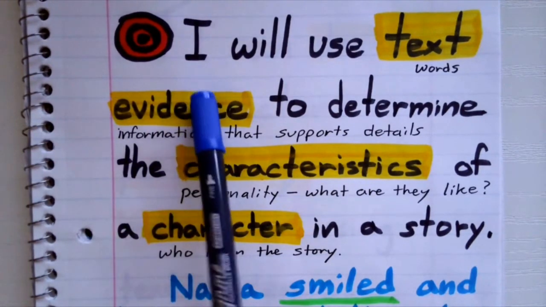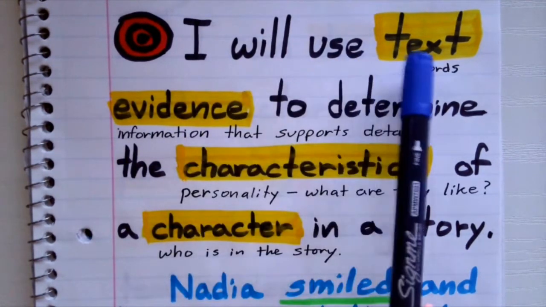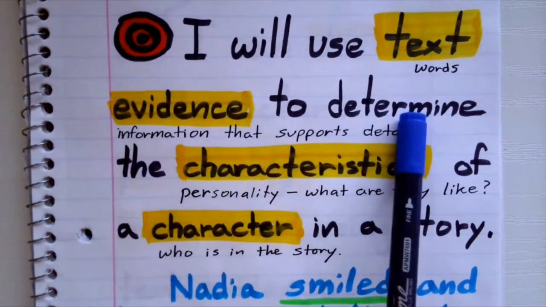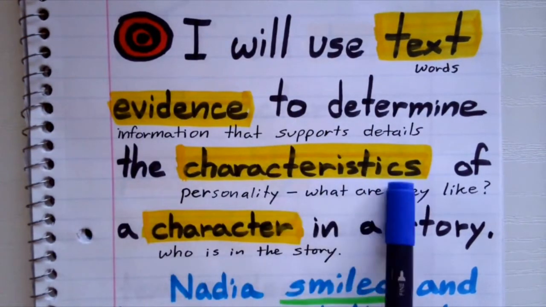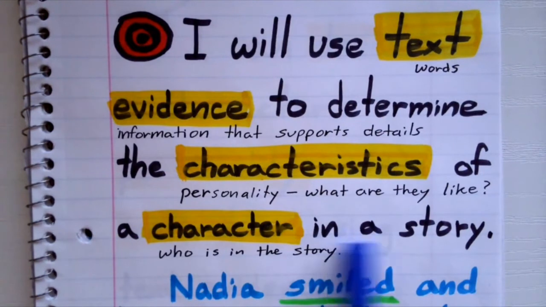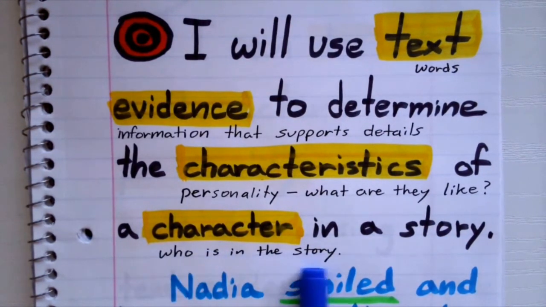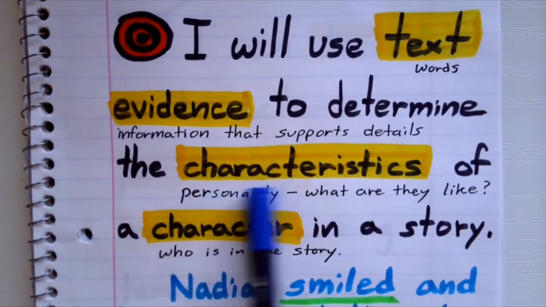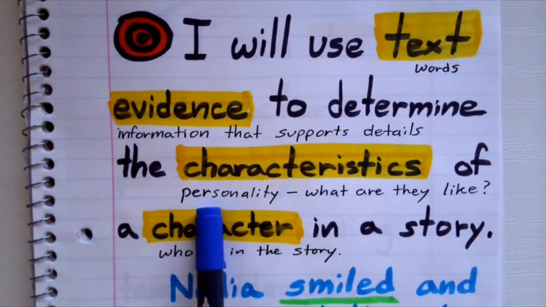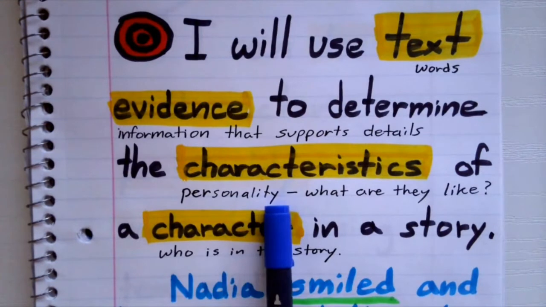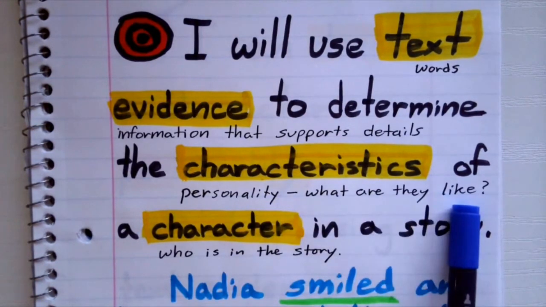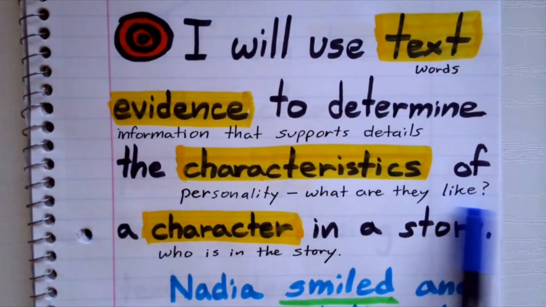Let's read the learning target together. Ready? Begin. I will use text evidence to determine the characteristics of a character in a story. A character is who is in the story. The characteristics of a character mean things like the character's personality. What are they like? What do they think? What do they feel? What do they want?